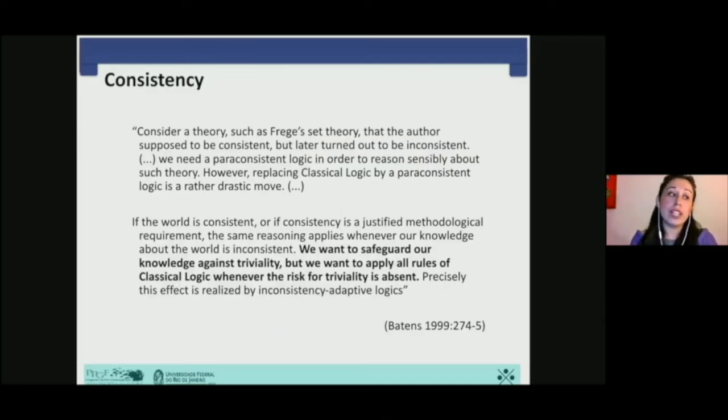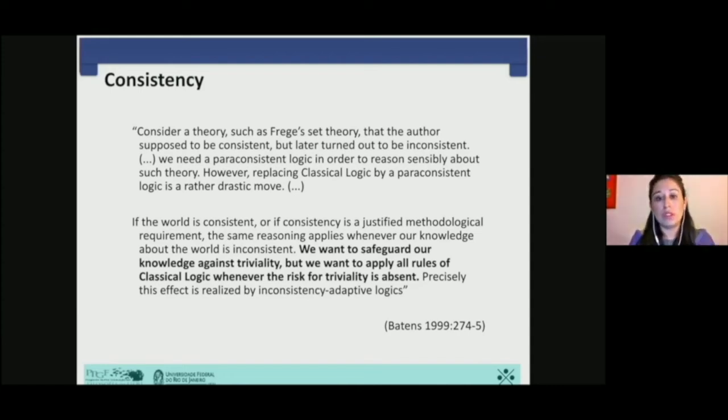So, for the case of adaptive logics, consider a theory such as Frege's theory, that the author supposed to be consistent, but later turned out to be inconsistent. We need a paraconsistent logic in order to reason sensibly about such a theory. However, replacing classical logic by a completely different logic, such as a paraconsistent one, is rather a drastic move. If the world is consistent, or if consistency is a justified methodological requirement, the same reasoning applies whenever our knowledge about the world is inconsistent.